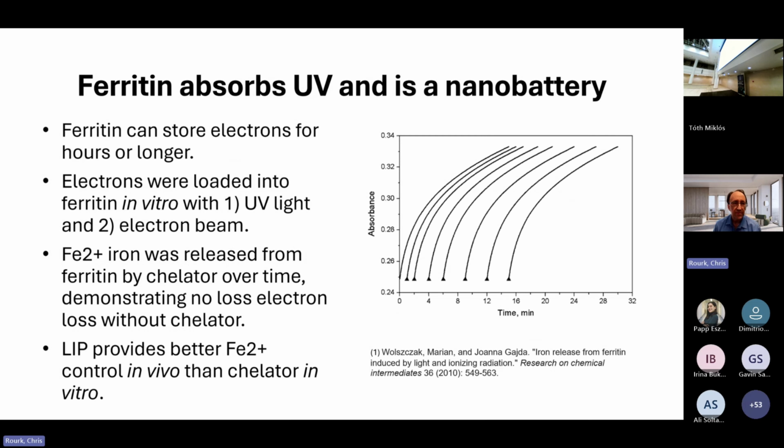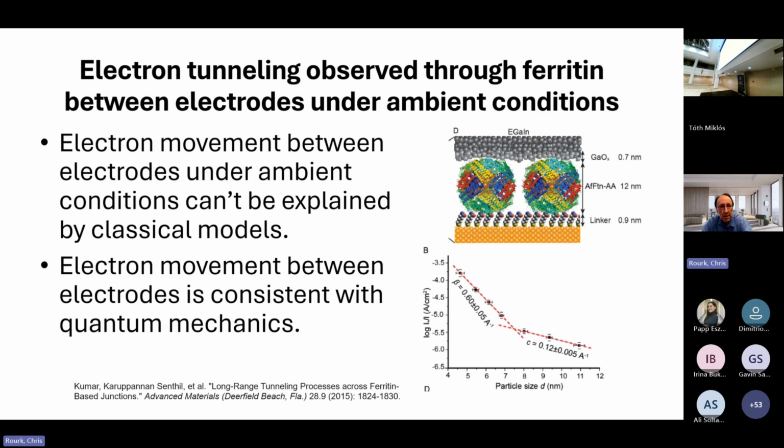And again, yes, we've seen how ferritin can absorb UV. What it does with that absorbed energy is it stores it as electrons in the core. And that was shown in this study, which I highly recommend. They compared it with electron beam loading. So it's a pretty good study that shows that ferritin acts like a nanobattery.